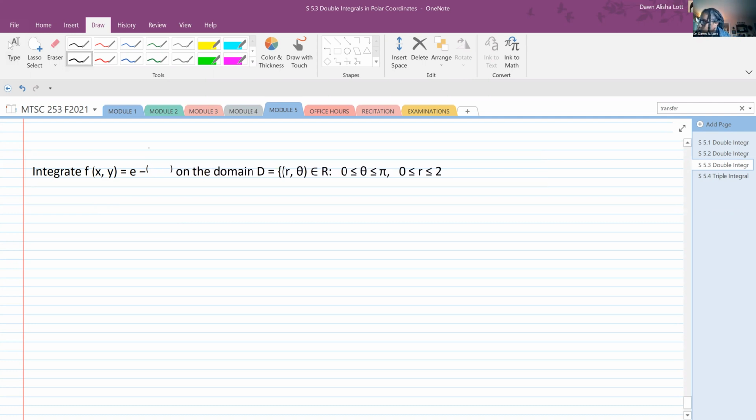this is x, still don't have any space. Right, big. X squared plus y squared. Okay, so that's e to the negative x squared plus y squared. And the domain is theta goes between 0 and pi, and r goes between 0 and 2.